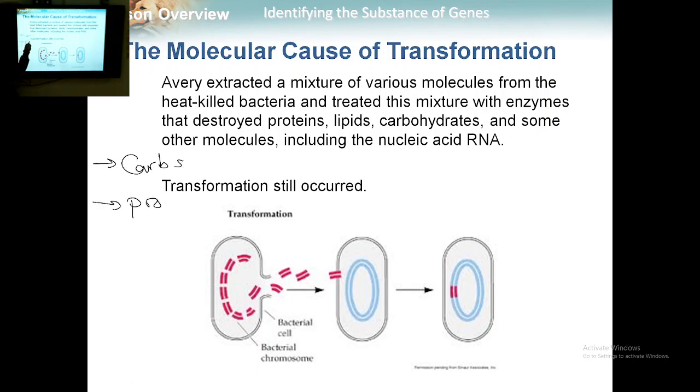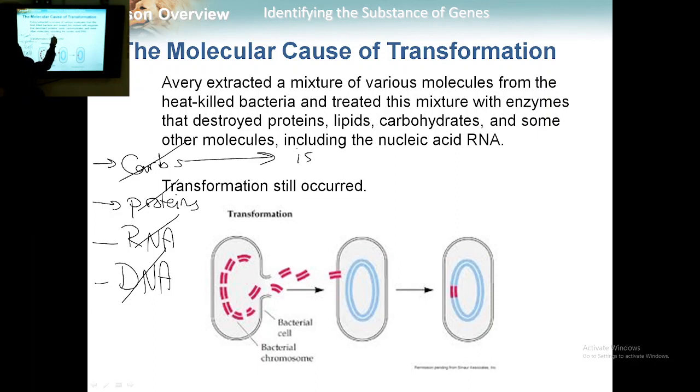proteins, RNA, DNA, and other molecules. And he used enzymes to destroy all of these molecules. Once he used the enzymes to destroy all of these molecules, he concluded that the carbs is not the genetic material.